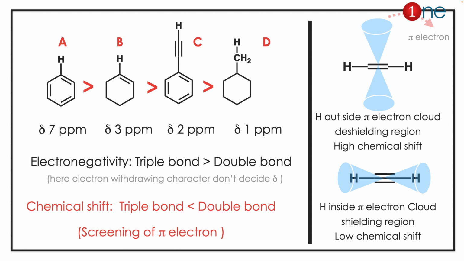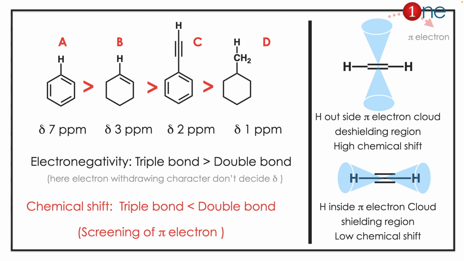Everybody thinks sp3 carbon comes first because of the electronegativity, but the order is reversed here because of the electron cloud. If you look at the double bond, the electron cloud is perpendicular, opposite to the hydrogen. If you look at the alkyne, the electron cloud is parallel to the hydrogens. So the hydrogen in the electron cloud will be in the shielding region, so low chemical shift. So the order is A, B, C, D.